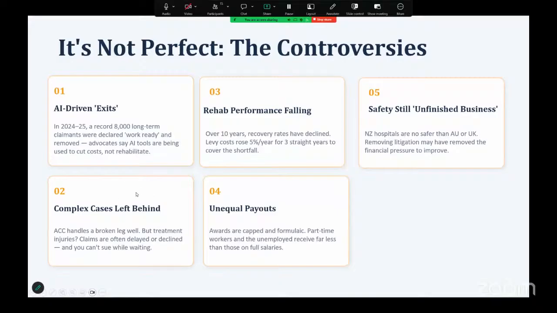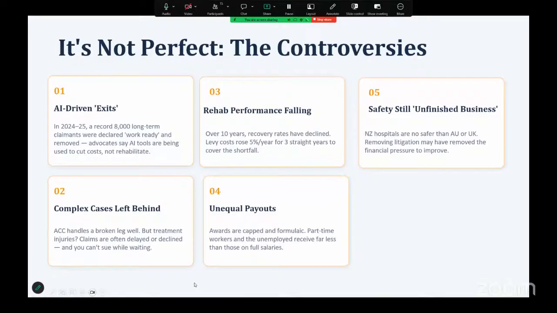So you have complex cases left behind. A thing here is that if you were injured and there was a visible injury that you could show, then yeah, that would be great. But how about the invisible struggles like chronic pain and so on? This is hard to prove. Since they lost their right to sue, how does this also go?